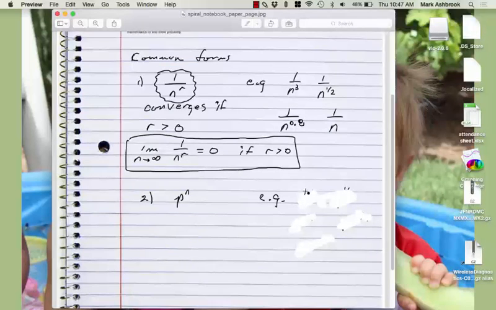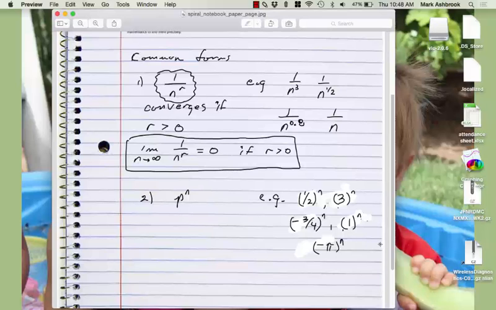Here we go. 1/2 to the n. 3 to the n. Negative 3/4 to the n. 1 to the n. Negative pi to the n. Okay, so convergent or divergent?